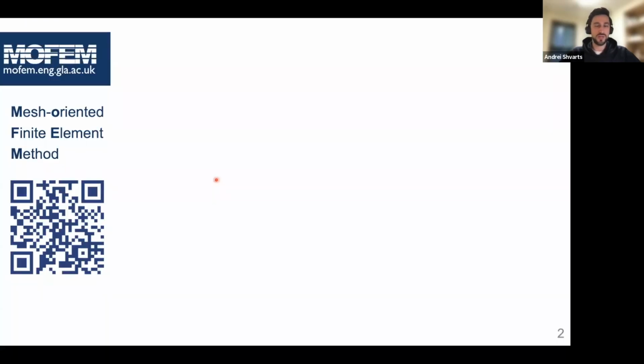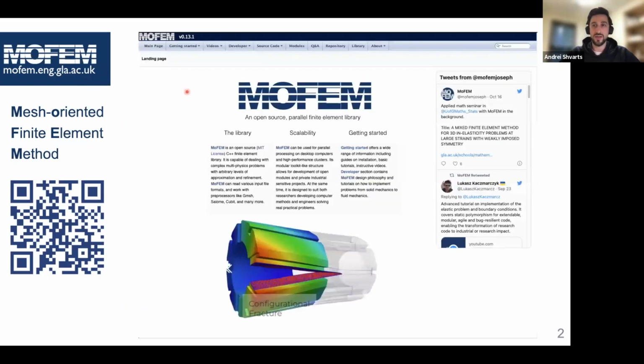But before going to that, I would need to explain what is MoFEM. So it stands for the Mesh-Oriented Finite Element Method. And here you have a QR code that you can scan to access our website, which is also at the address mofem.eng.gla.ac.uk. And if you go there, this is how the landing page currently looks like.